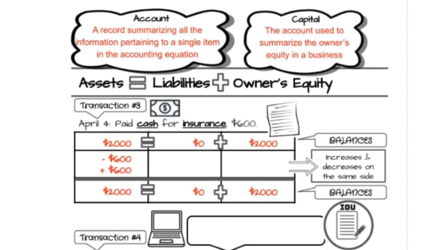So our balances remain the same. And we just go ahead and drop the balances down. And even though they're the same, we still show that we had an increase and a decrease on the same side for paying cash for insurance.